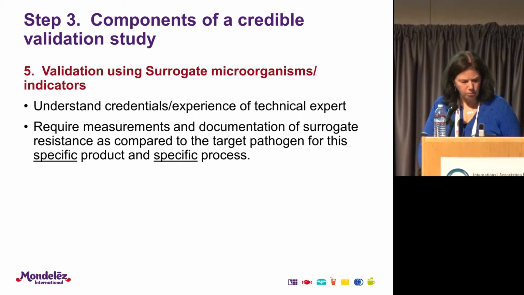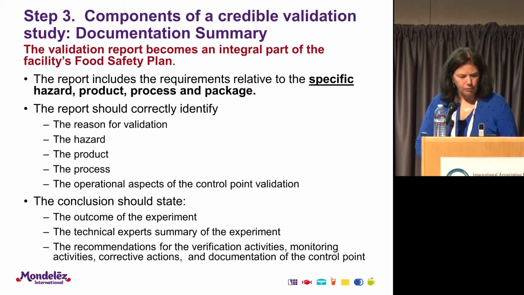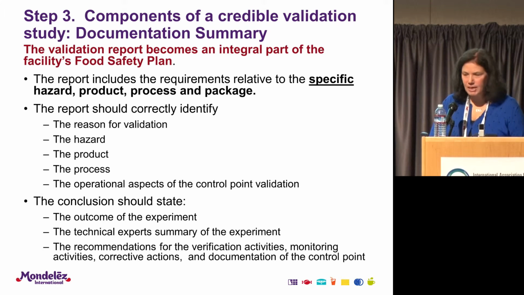So, in summary, the integral part of the facility's food safety plan is this validation report. It includes the requirements relative to the specific hazard, the specific product, the specific process. And the report should correctly identify the reason for validation, the hazard, the product, the process, the operational aspects of the control point validation. The conclusion should state the outcome of the experiment, the technical expert's summary of the experiment, the recommendations of the verification activities, monitoring activities, corrective actions, and documentation of the control point.